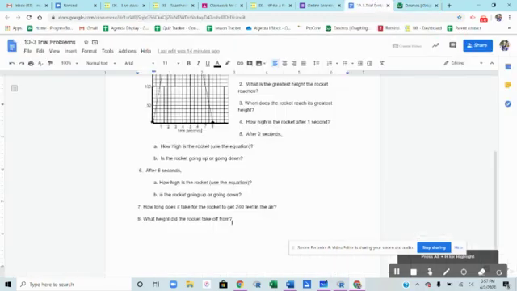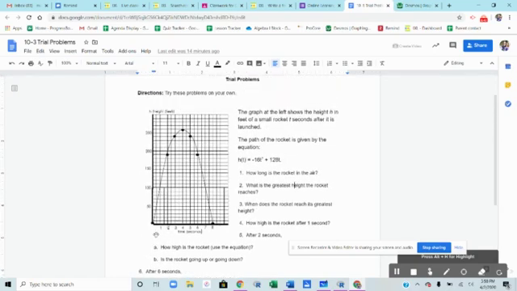And then what height did the rocket take off from? Well, look at when it took off. That time is 0. We see that it is at 0 feet, or on the ground.